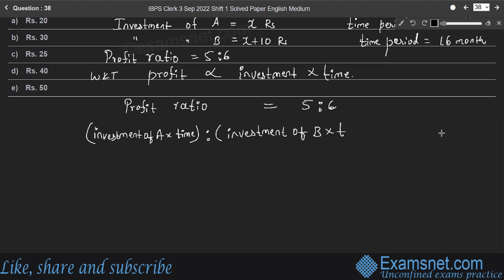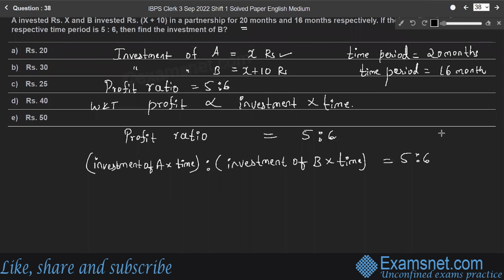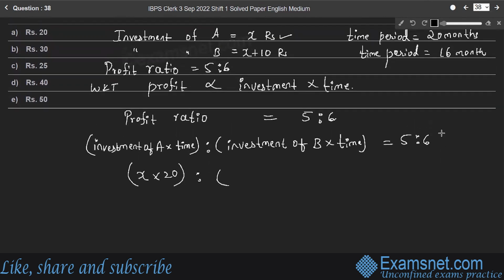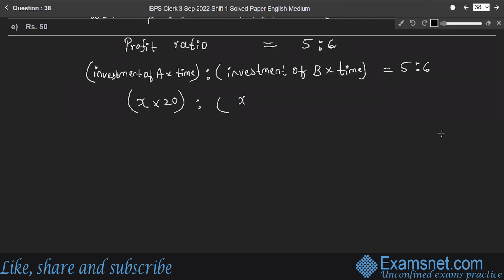B into time is equal to 5:6. So what is the investment of A? X rupees into time, which is 20 months. So X into 20 is to the investment of B, which is X plus 10 rupees, time period is 16. So X plus 10 into 16, right, is equal to 5:6.